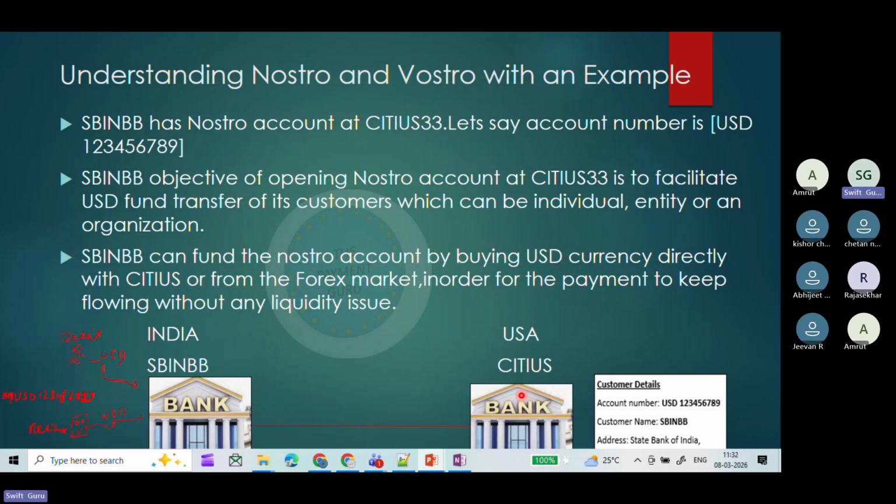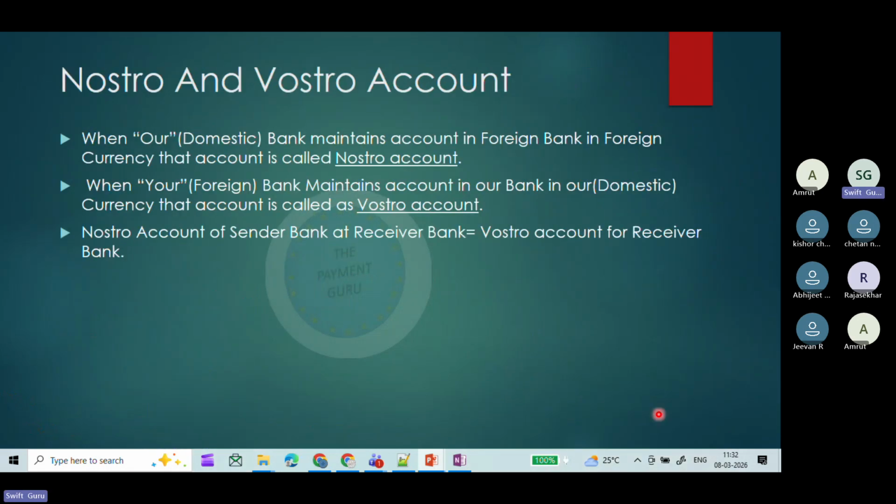It's just that the definition varies with the perspective of the bank. For the State Bank of India, the same account is a nostro account, but for City US Bank, the same account which they opened is a vostro account. And the definition, as I said, is that a foreign bank maintaining an account in our bank in our currency is called a vostro account. They are both Latin words, basically: nostro means ours and vostro means yours.